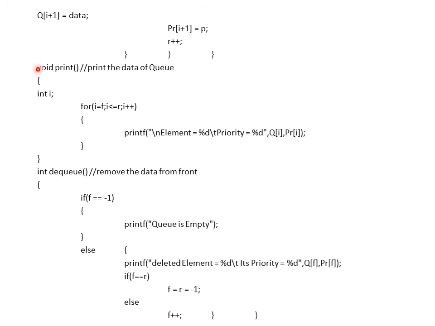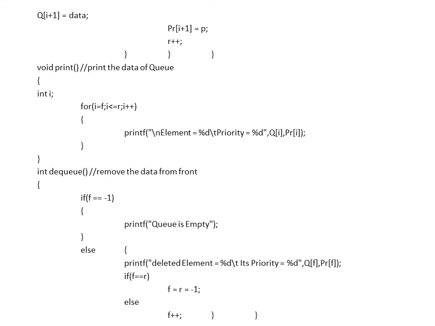Then I am printing, that is display. From where should I print? From the front end to the rear end. Therefore I am initializing i equals f, i is less than or equal to r, that is the rear end. Then I am incrementing, and I am printing q of i, that is the normal queue, and the priority queue.